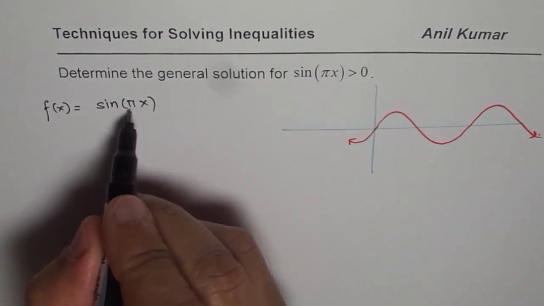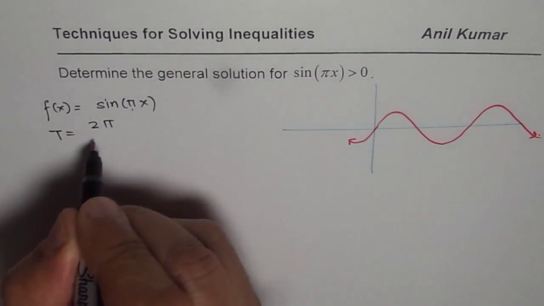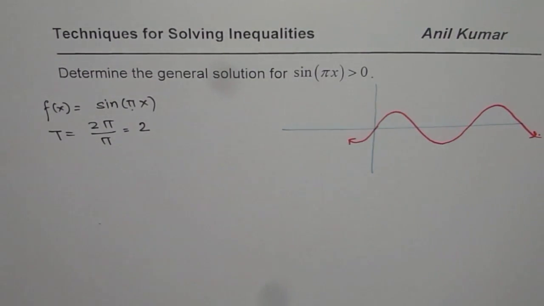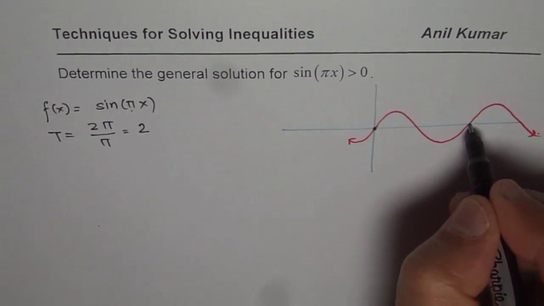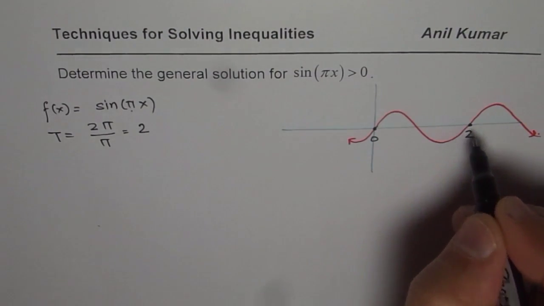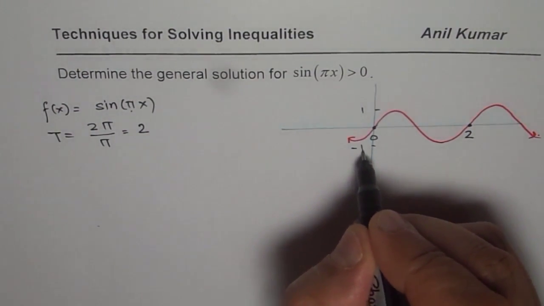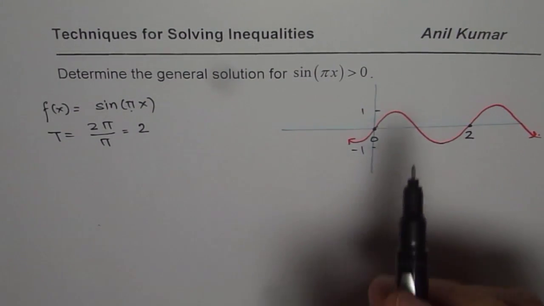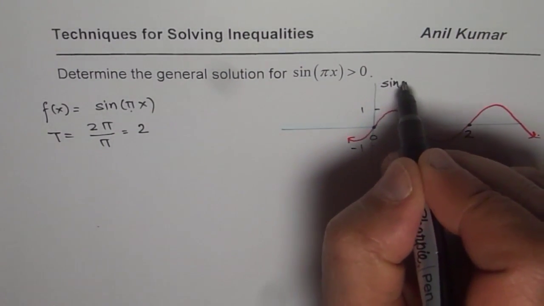Now what is the time period for this? Time period T for the function is 2 pi by pi, correct? That means the time period is 2 for us. Time period 2 being from here to here we have a cycle, so this is 0 and that is 2. Amplitude of course is 1 and this is minus 1. Sine functions lie between plus and minus 1. Now that is sine pi x.